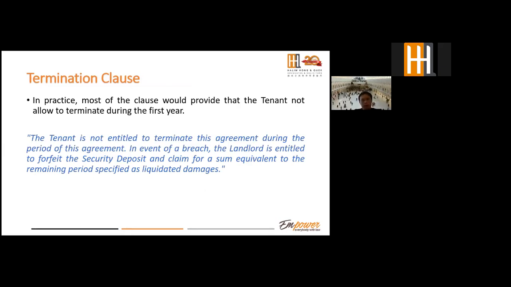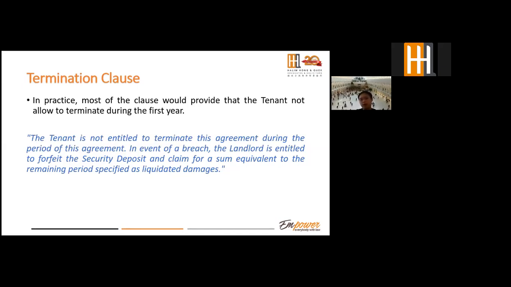Okay, the most important clause in the tenancy agreement, termination clause. Okay, in practice, let's say your tenancy term was 2 years, then normally there will be a clause saying that, okay, you can only terminate after 1 year, minimum 1 year lah. Okay, then this is a sample clause I put in here. The tenant is not entitled to terminate this agreement during the period of this agreement, or maybe during the first year of this tenancy.